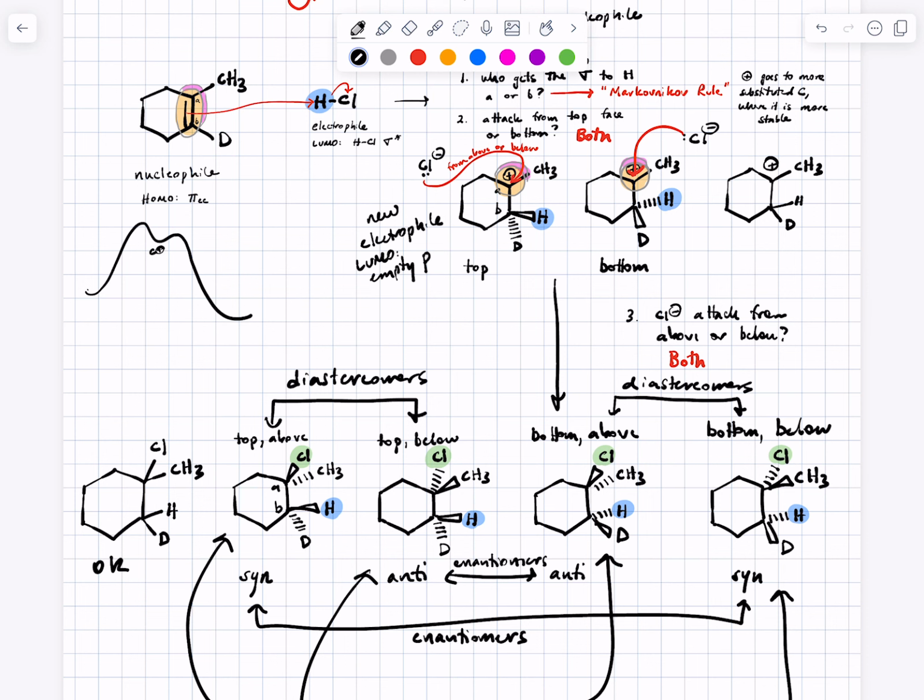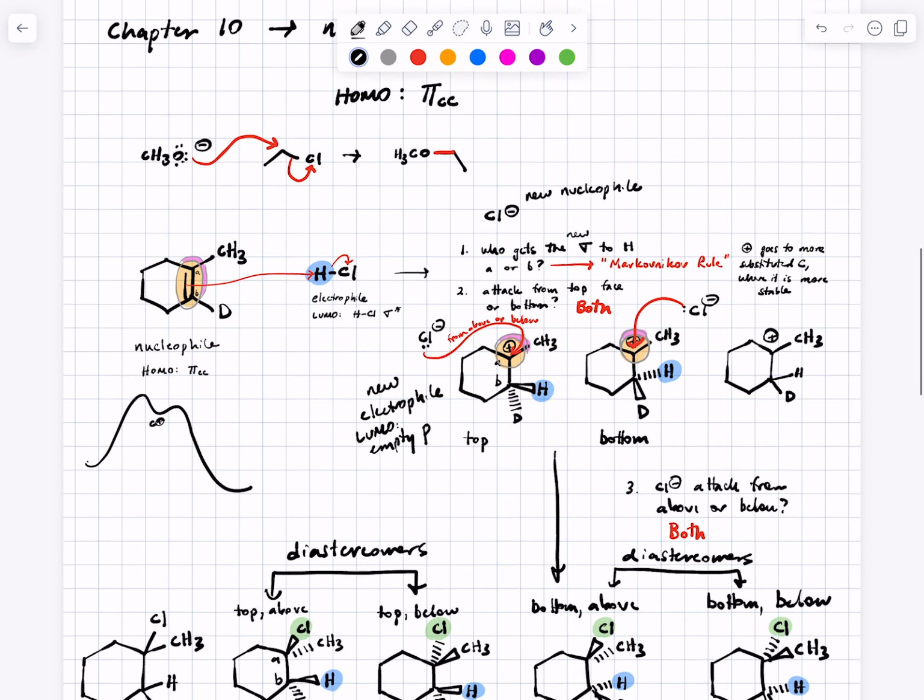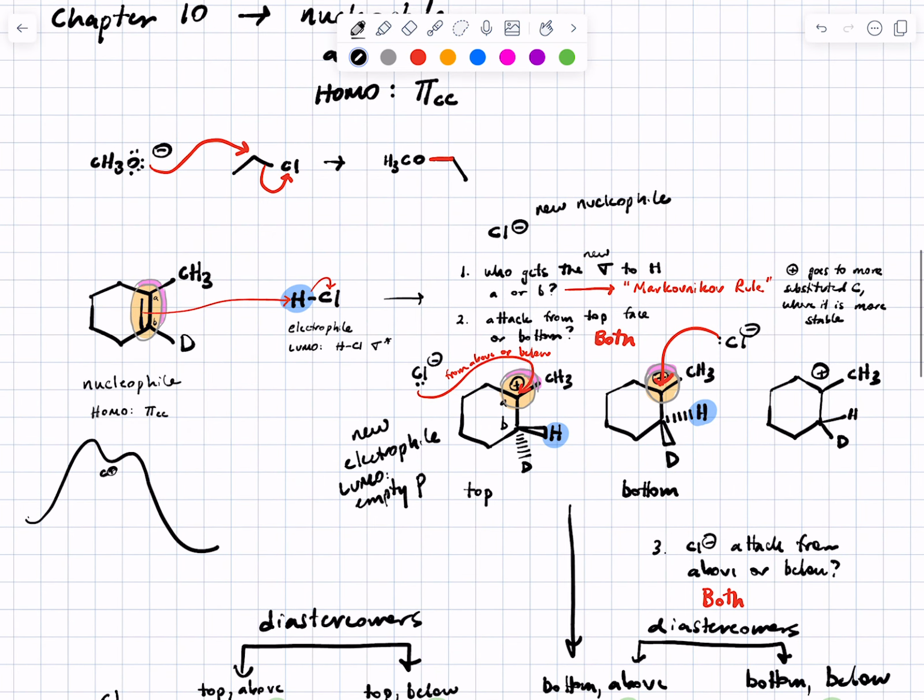So this reaction has a name in your text. It's called, you're going to love this, hydrohalogenation of alkenes. It's called hydrohalogenation because you are adding both hydrogen and a halide to the alkene.